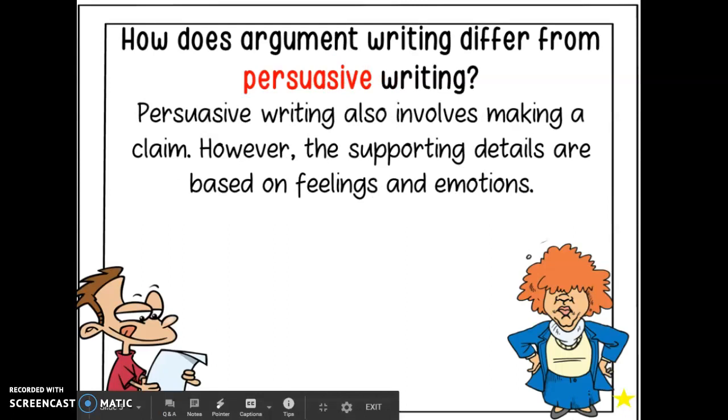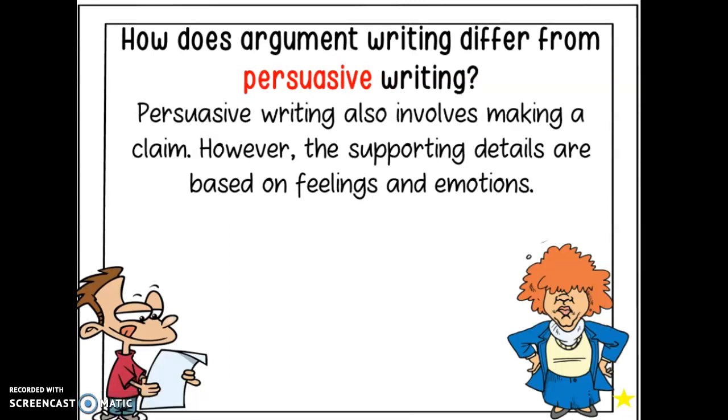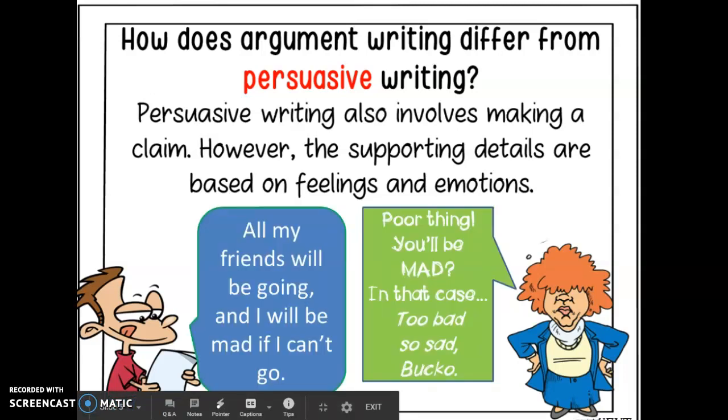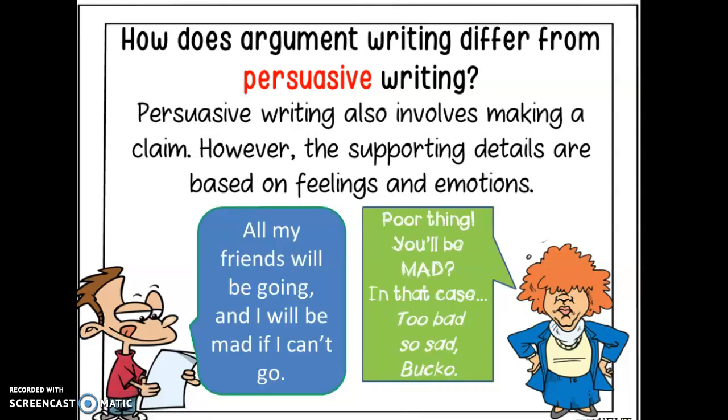How does argument writing differ from persuasive writing? Persuasive writing also involves making a claim. However, the supporting details are based on feelings and emotions. Persuasive writing is about how you feel and what you think about something. It's not necessarily based on facts and evidence.